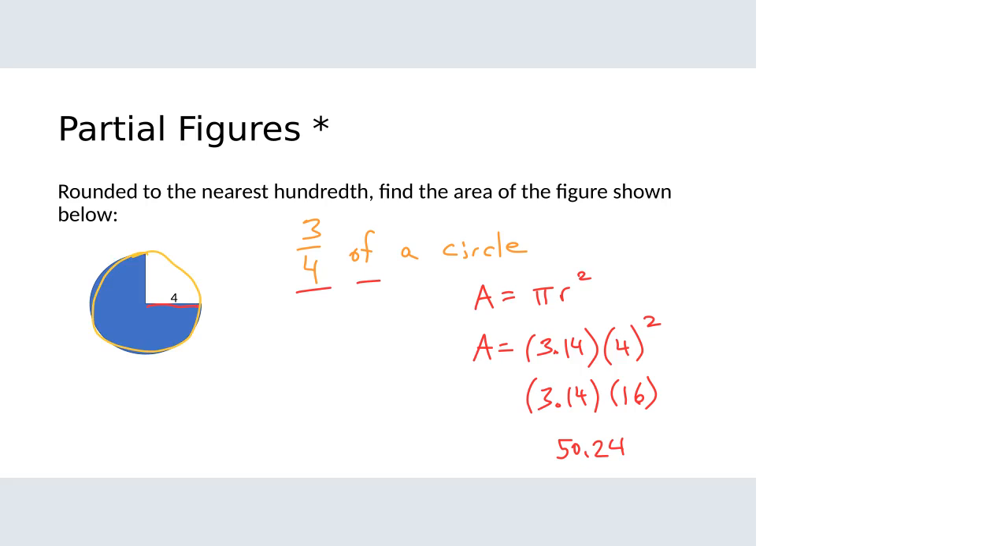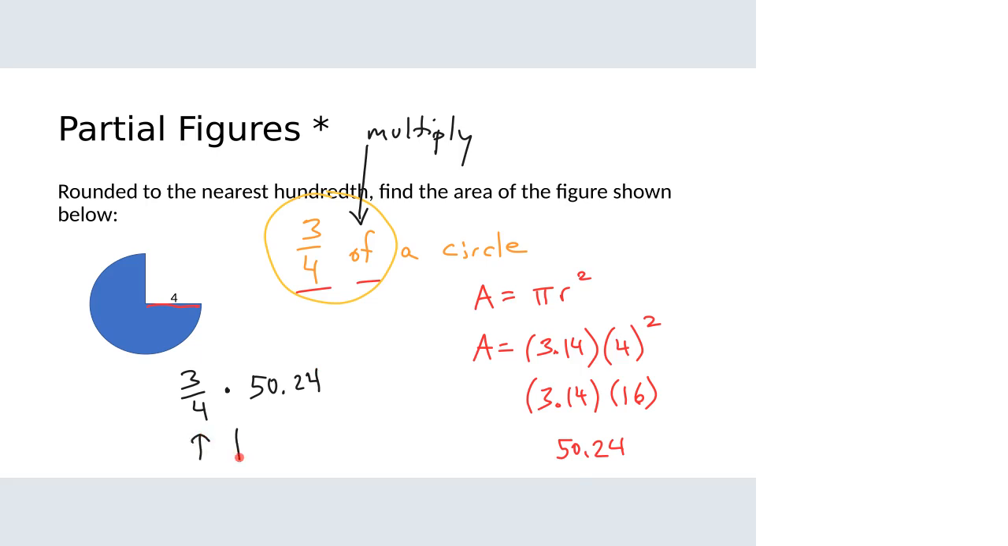But I don't have that. Instead, what I have is 3/4 of an entire circle. Of is a word that clues us in that we should multiply. So what we want to do here is 3/4 times 50.24. We want 3/4 of the area of the whole circle. And that's how we're going to find the area of this partial figure.